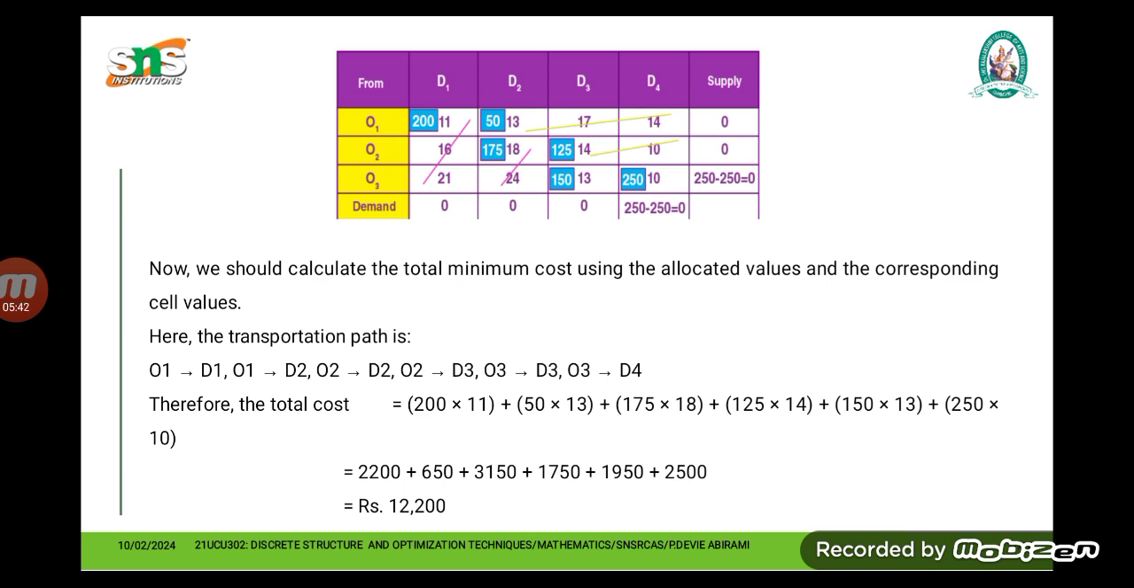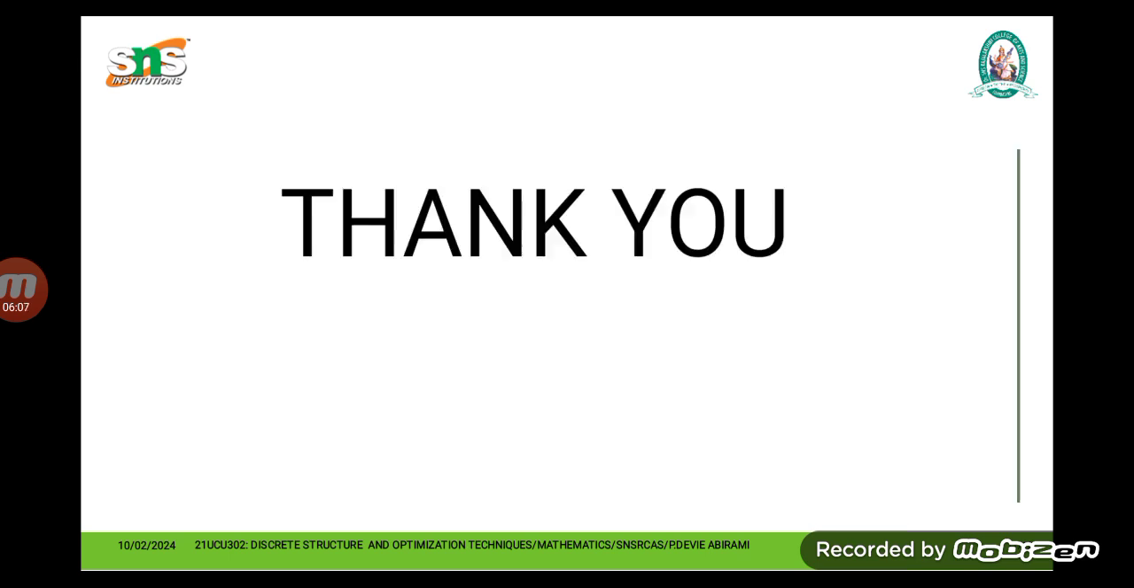Now I am going to add the total cost, that is 200 into 11 plus 50 into 13. These are taken from my allocated cells. If we multiply it, the sum of these multiplications will give you the value as 12,200. Similarly, we can find the total cost of the given problem by using the northwest method.